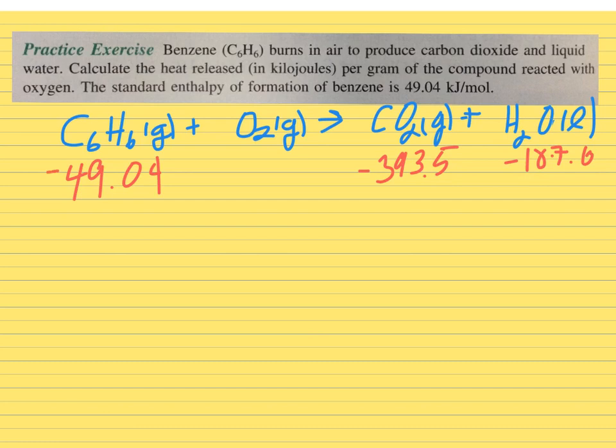I don't have anything underneath the oxygen because we all know that the formation value for an element is zero. And from the back of the book, I got negative 393.5 kilojoules per mole for carbon dioxide and negative 187.6 kilojoules per mole for water.